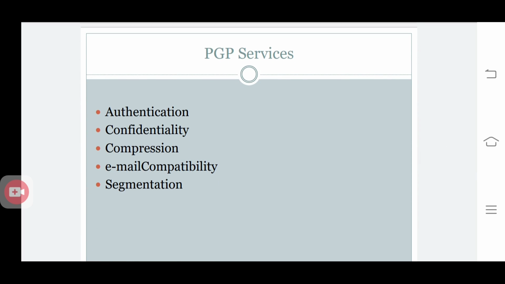Next, what are the services provided by the PGP mechanism? The main five services are authentication, confidentiality, compression, email compatibility and segmentation. These are the five PGP services. If you get a question like this, what are the PGP services, you have to answer all five: authentication, confidentiality, compression, email compatibility and segmentation.